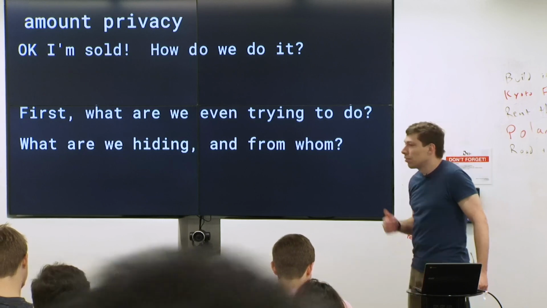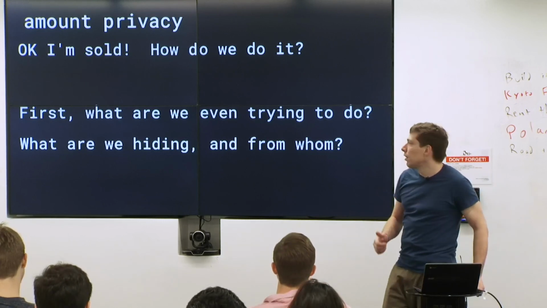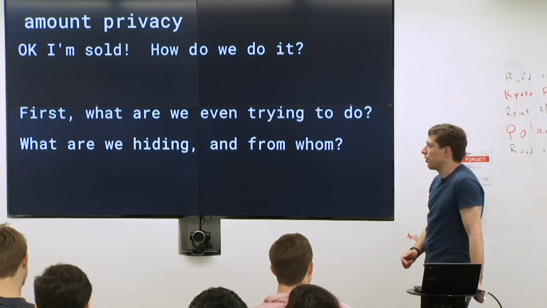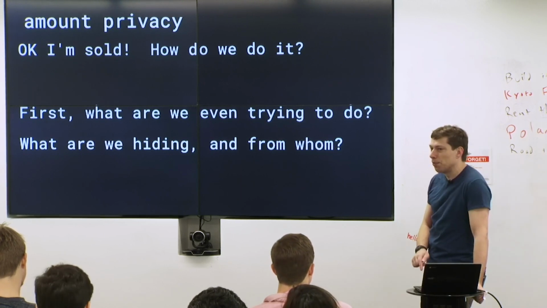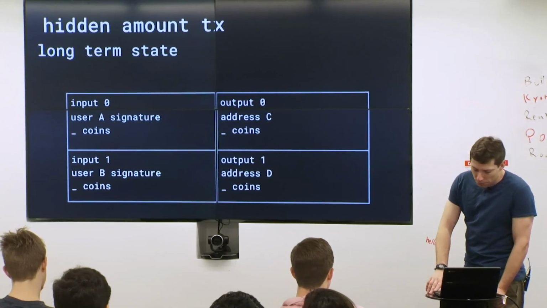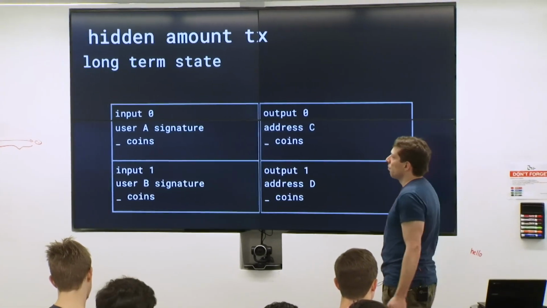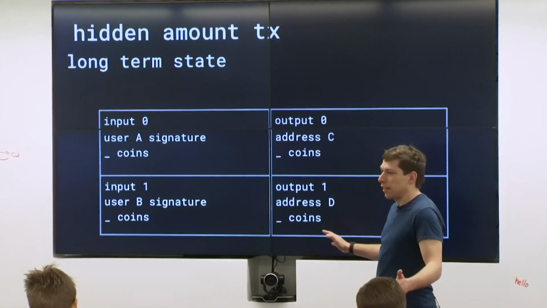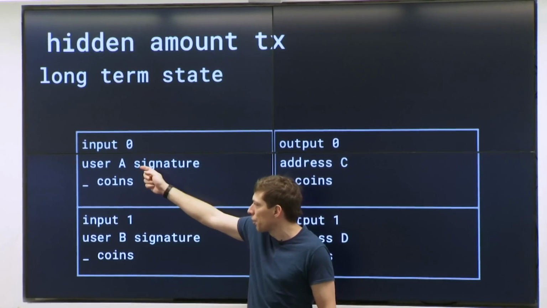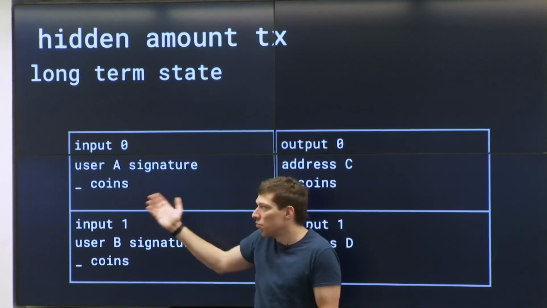Okay, so we're sold. How do we do it? First we need to define what exactly we are trying to do, right? What are we hiding from whom? Who knows what when, kind of thing. So the long-term state of the system: no one can see any of the amounts. It's just, okay, A is signed, signature from key A, signature from key B, some amount of coins.